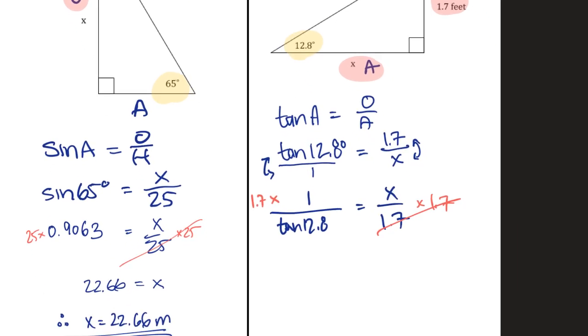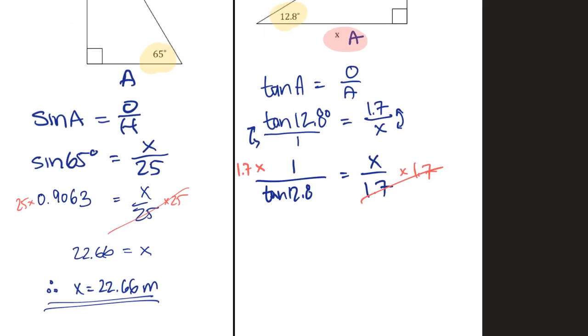Notice also how I didn't simplify. I didn't plug tan 12.8 into my calculator yet. It's because if I do that at the end, I get a more accurate answer. I don't round anything until the very end.